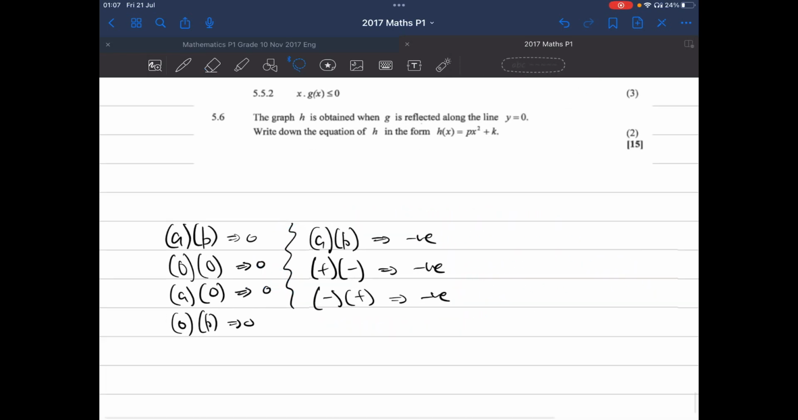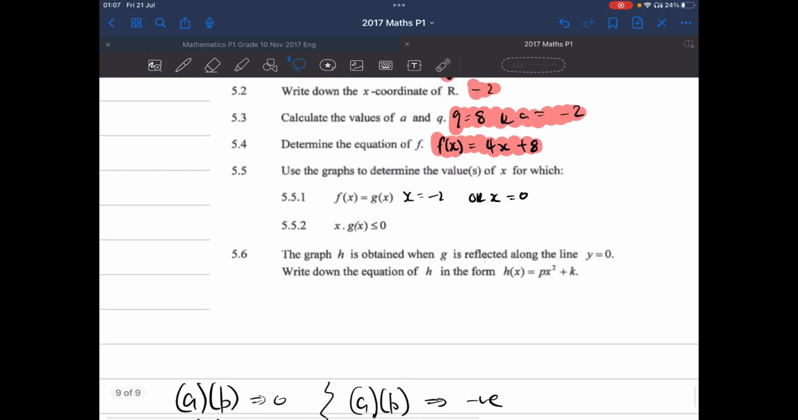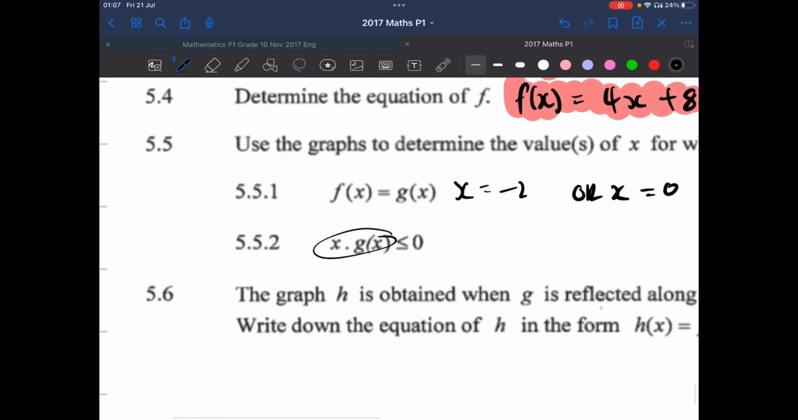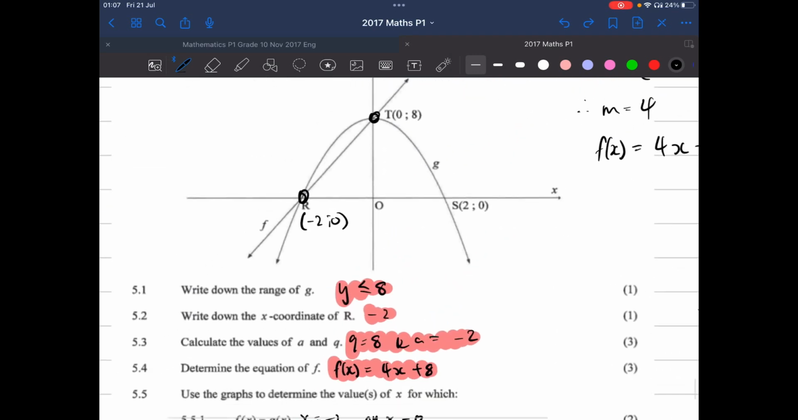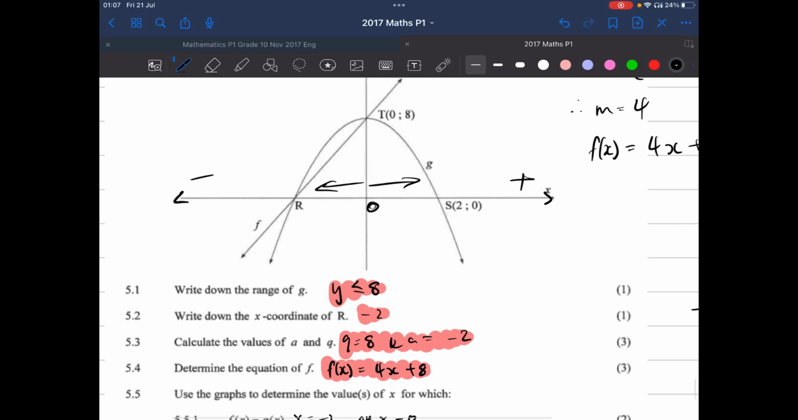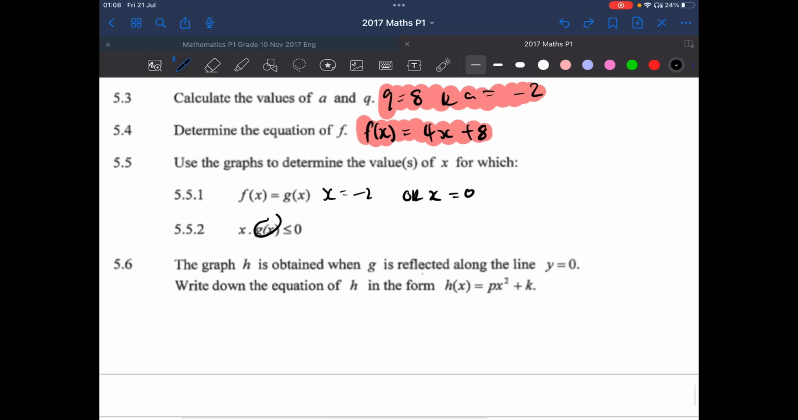So let's see how we can get that. Now let's read the question again, this first part: x times g of x. Let's think about our x values first. The x values are positive in this direction and negative in this direction and 0 here. So anything beyond this point is positive and anything beyond that point is negative. That's our first number, and then our second one is g of x.